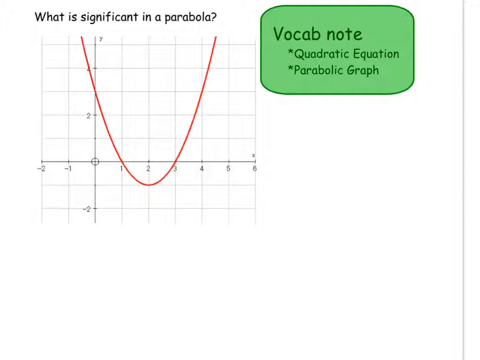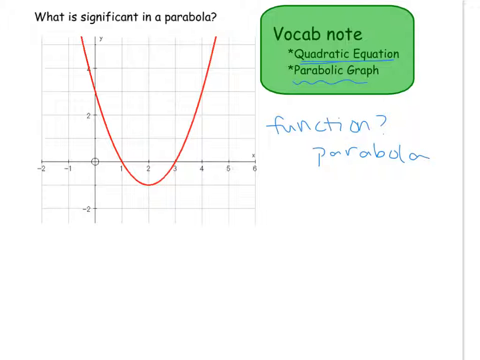Now, when we're talking about the vocabulary here, I want to clarify for you so that you're using your terms correctly. A quadratic equation is one that is a second degree function, and the parabolic graph is the graph of a quadratic equation. So you can't use those terms interchangeably. If I said to you on a test, what type of function is this, and you said it's a parabola, that's wrong. A parabola is the name of the graph. It's not the type of function.